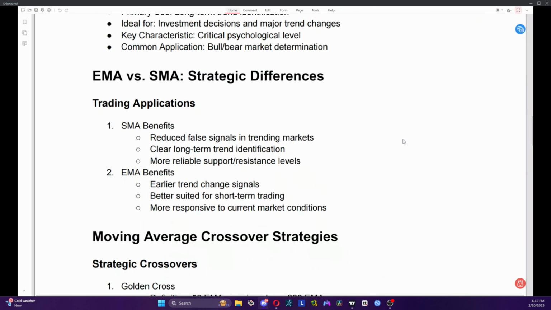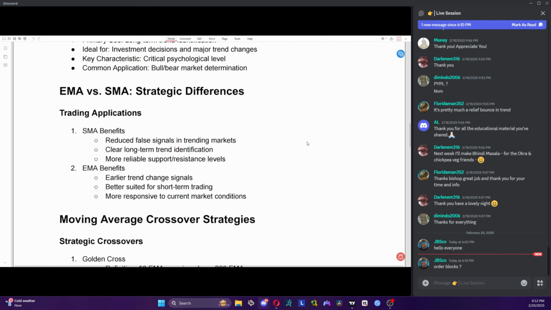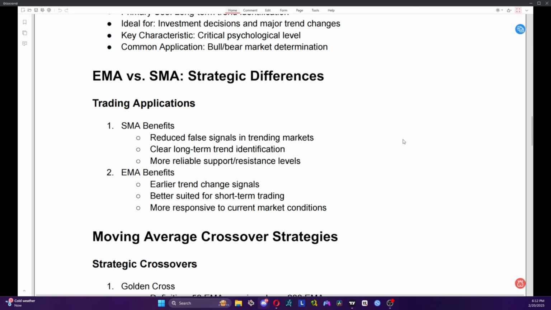So, what are the benefits of the SMAs? Well, guess what? They reduce false signals in trending markets. They give you a better, clear long-term identification. EMAs, the benefits are that they give you an earlier trend change signal. Okay, but what happens when you have an earlier trend signal change? It could be a false one. Okay, it's better suited for short-term trading. And as I mentioned before, it's more responsive to current market conditions.